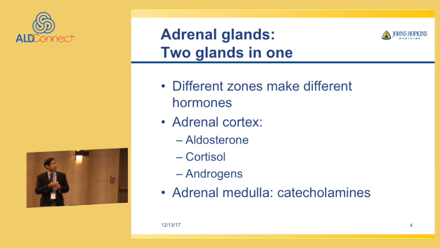So the 3 zones in the adrenal cortex make different hormones. The first makes aldosterone. Aldosterone is a hormone that essentially helps the body retain salt, and it is the major hormone that allows one to do this. This zone, theoretically, is not or less affected in patients with ALD. The next 2 zones make cortisol and androgens, or really weak androgens, so the weaker form of male sex hormones. The cortisol is, of course, the most important for us here.